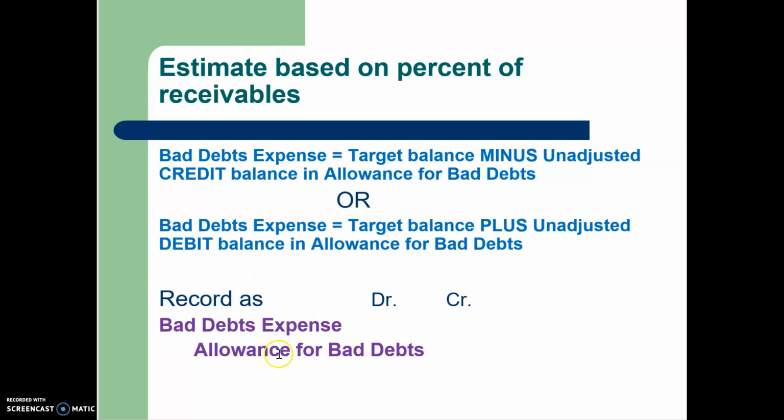So we're going to debit bad debt expense, credit allowance for bad debts, and if there was an unadjusted credit balance, we're going to subtract that from the target balance. That will give us the amount of the entry. If there was an unadjusted debit balance, we're going to add that to the target balance. That'll give us the amount of the entry.